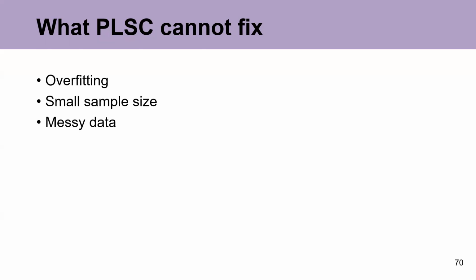If you have messy data, PLS is going to tell you how messy it is. It's going to extract a dimension that describes your messy data. That might not be meaningful at all. So the quality of your data is still important. It's not something that could be resolved by any multivariate approach. Garbage in, garbage out, right?